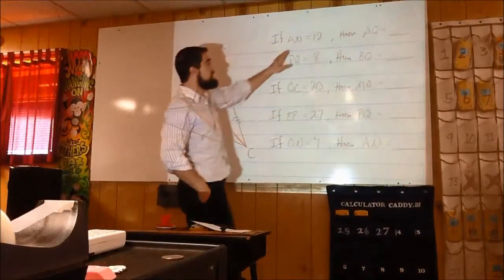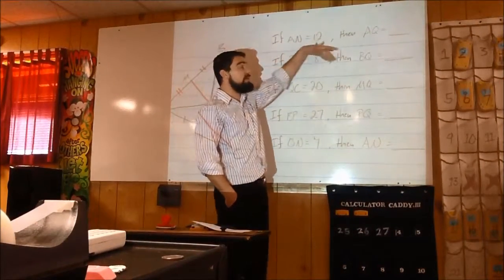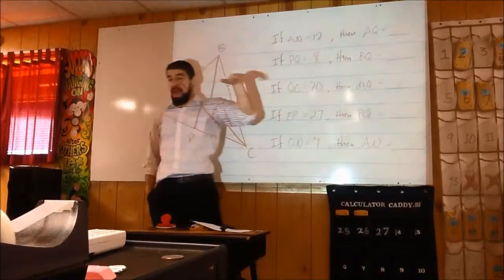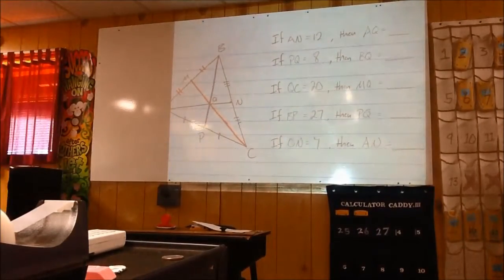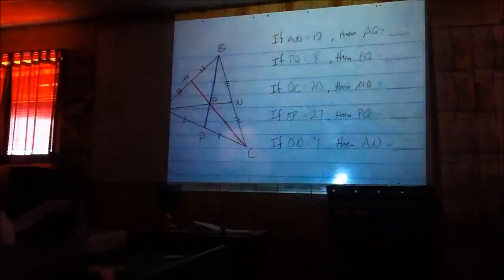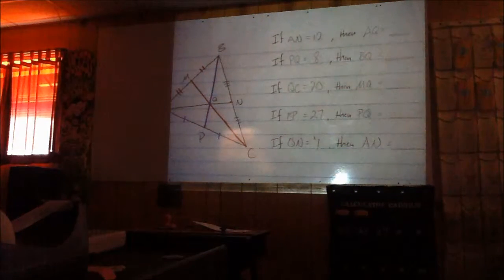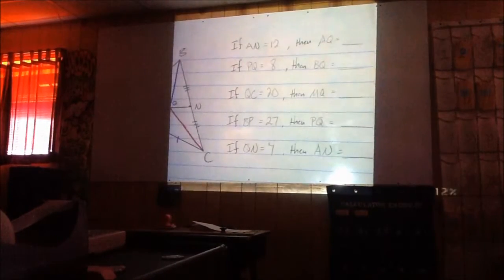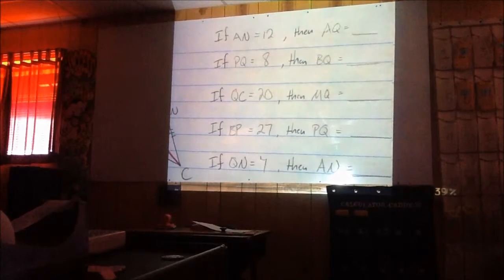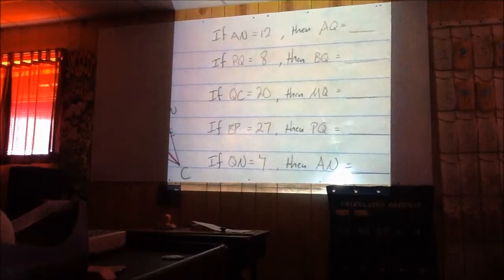So if I told you that the length of segment AN is 12, then what would AQ have to be? These are all different scenarios. So I need you, to the left, to the right, below, somewhere, to write these 5 scenarios. We're going to solve for these missing lengths. So write these down and we'll go over them together. Write them down first, quickly.